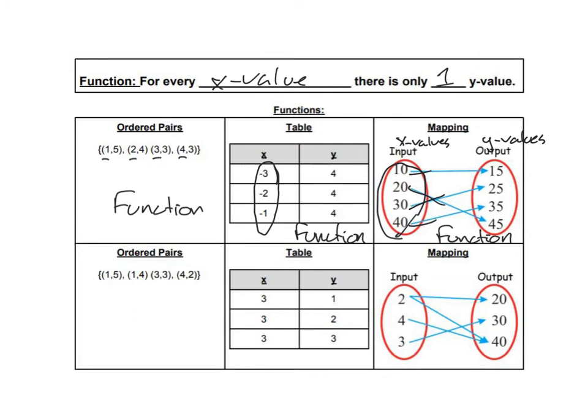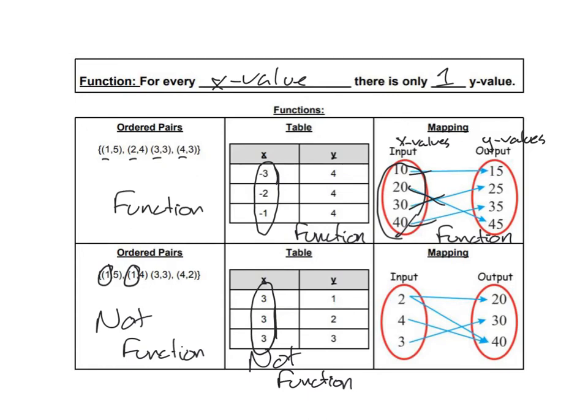When we look at these examples below and look at our x values, we are finding a repeat. Repeat 1. So that is not a function. If you look at your table, all of them are the same. So again, that is telling us we have multiple x values, so not a function. And lastly, looking at our mapping, we have two arrows coming off of that, telling us that there are two x's. So again, not a function.